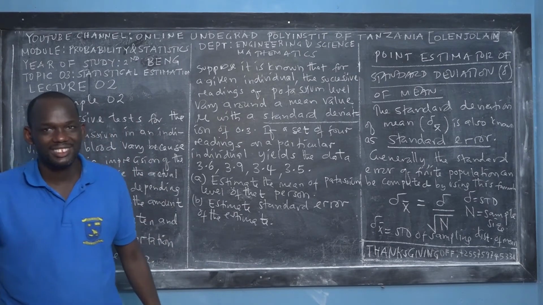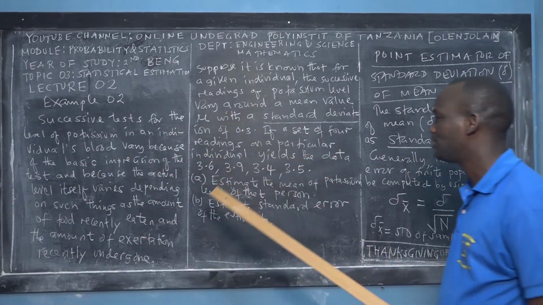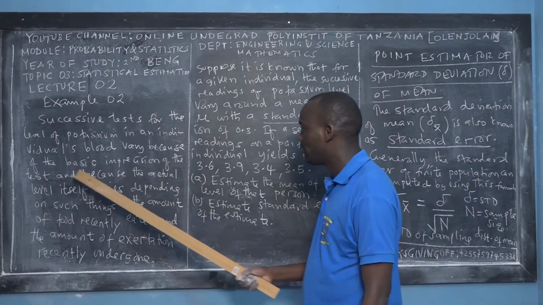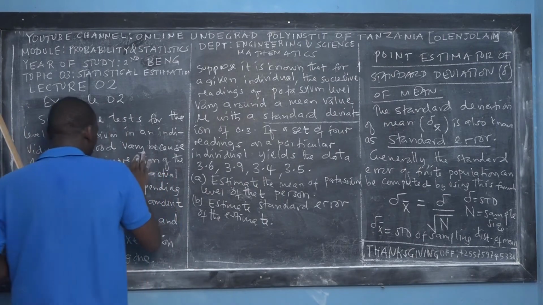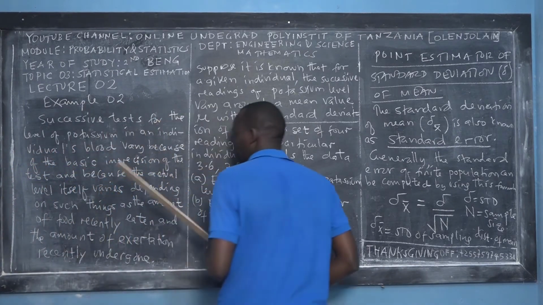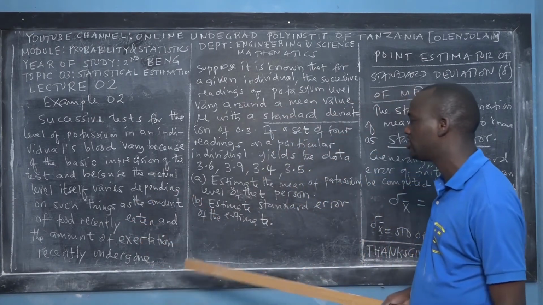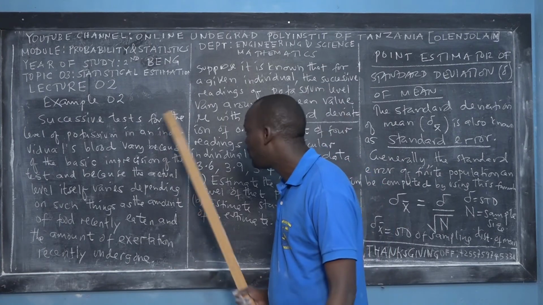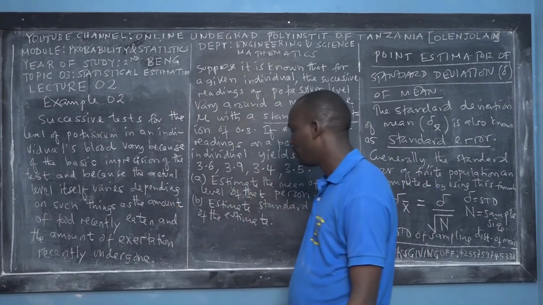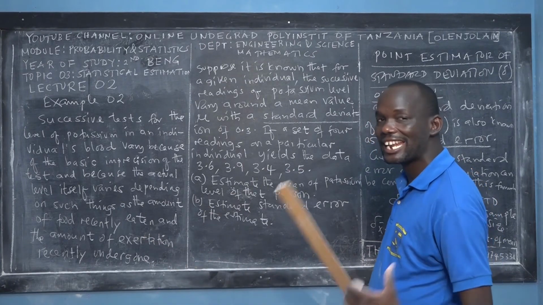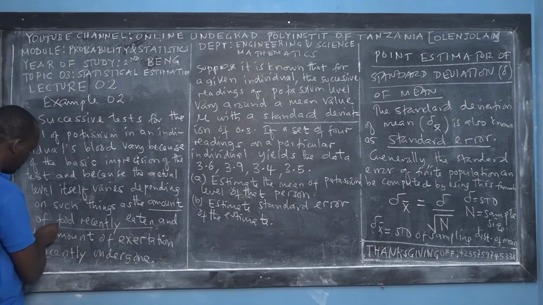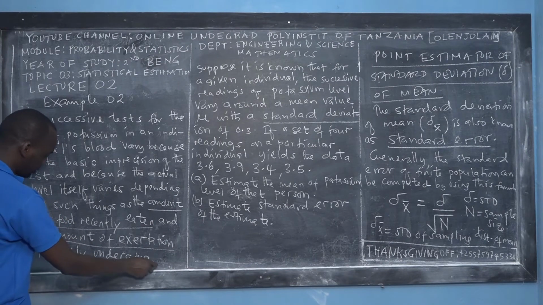Yes, so we have two questions. Let us read it; it's two columns on the blackboard, and don't worry, it's a very simple question. Successive testing for the level of potassium in an individual's blood varies because of the basic imprecision. You see, statistics sometimes deals with problems in medicine, because this is a kind of medical test. The actual level itself varies depending on such things as the amount of food recently eaten. So the amount of potassium in my body depends on the food I recently ate before I taught this lecture, and the amount of exertion recently undergone.